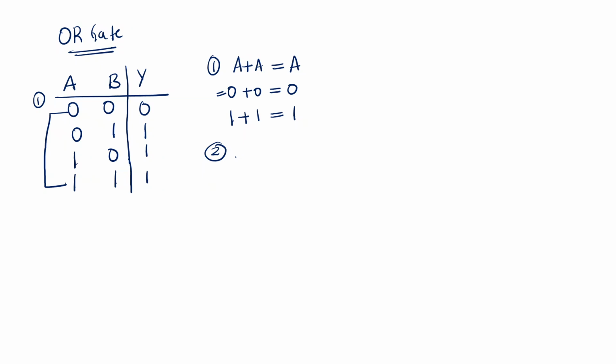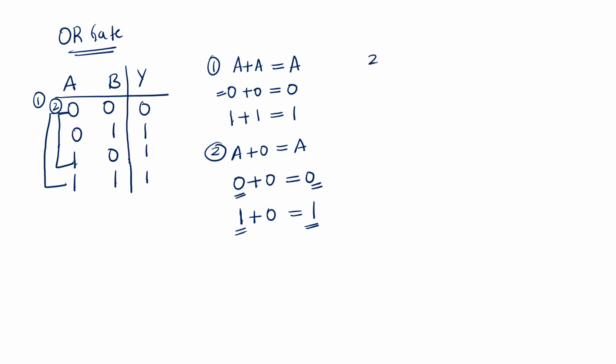And second law: A OR 0 equal to what? You are getting A itself. So A OR 0 means first and third rows. A is 0, OR with 0, you are getting A itself, whatever the A value is, you get the same thing. Suppose A is 1, OR with 0, what are you getting? 1. You are getting the same value.